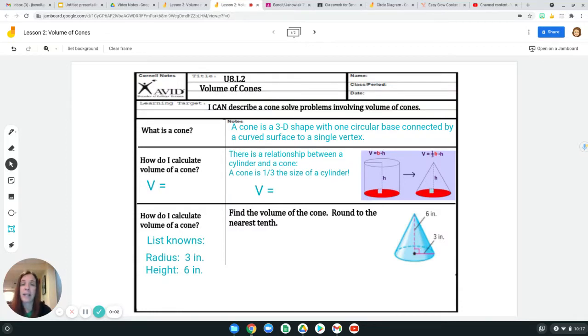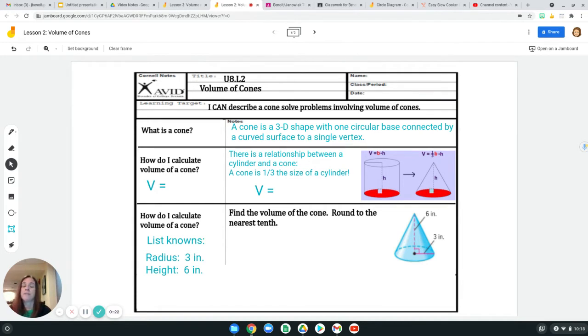Today we are looking at a new 3D shape, cones. So we are doing volume of cones. Find that page in your note packet. If you don't have a note packet, get this in your learning log. Get your title, volume of cones, and your learning target: I can describe a cone, solve problems involving cones.